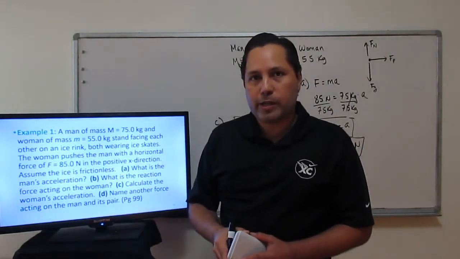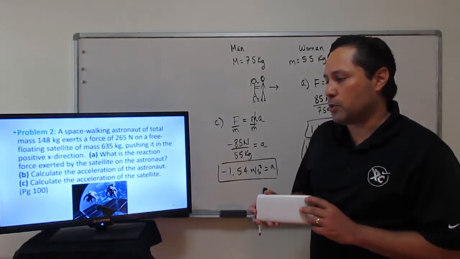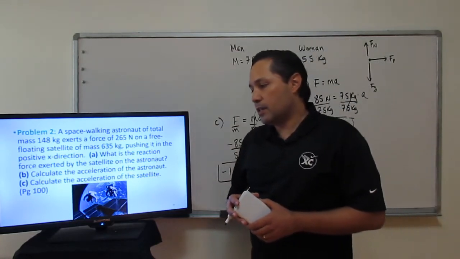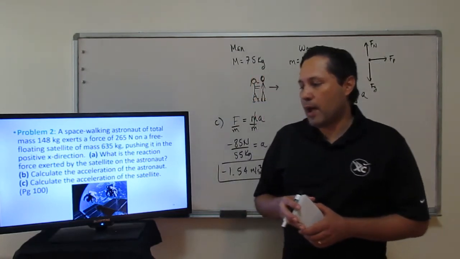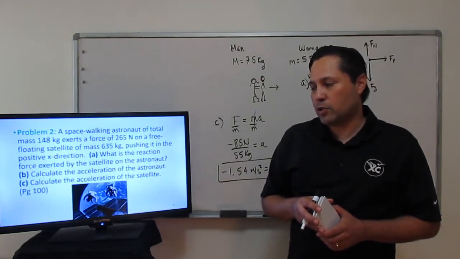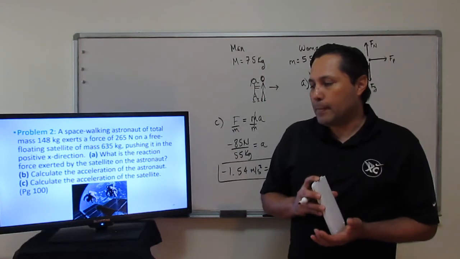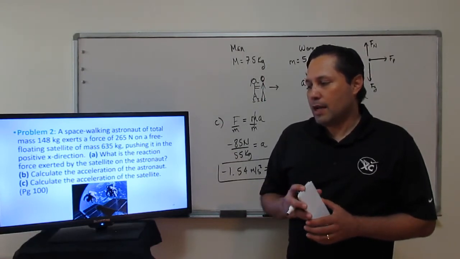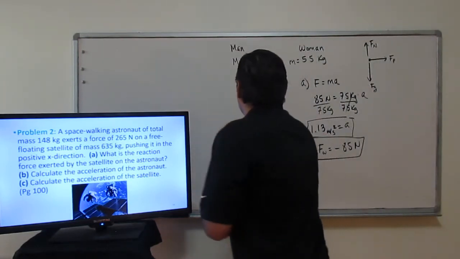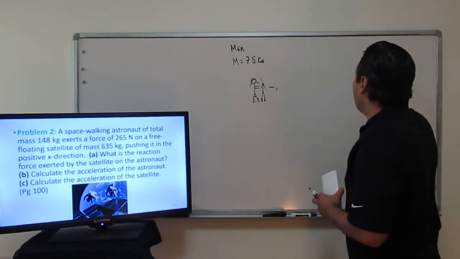Alright, let's go ahead and move on to the next problem. On this one, they ask you guys, a spacewalking astronaut of total mass of 148 kilograms exerts a force of 265 newtons on a free-floating satellite of mass 635 kilograms, pushing it in the positive x direction. A, what is the reaction force exerted by the satellite on the astronaut? B, calculate the acceleration of the astronaut. And C, calculate the acceleration of the satellite. So very similar problem to the one we did. Again, they want to get rid of friction, which is why we're in outer space, so we don't have to worry about friction.